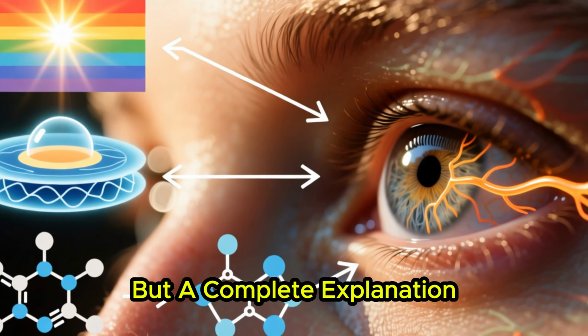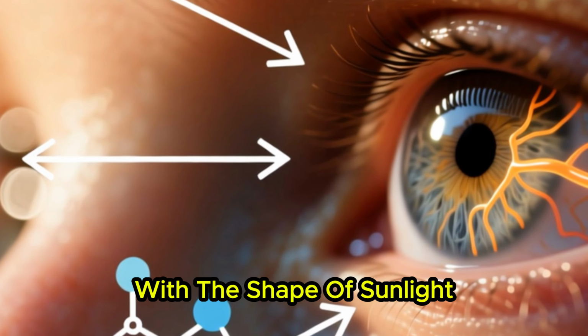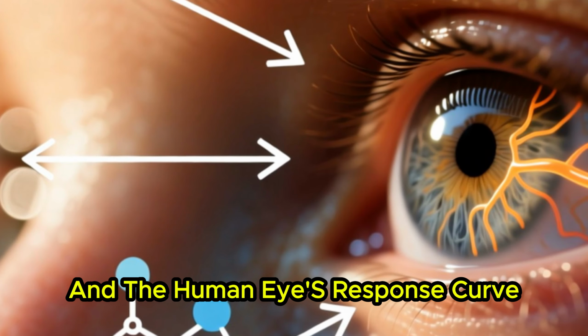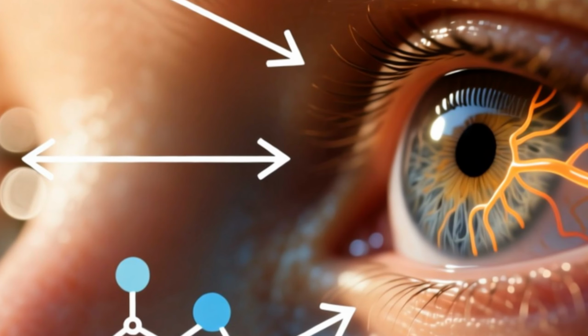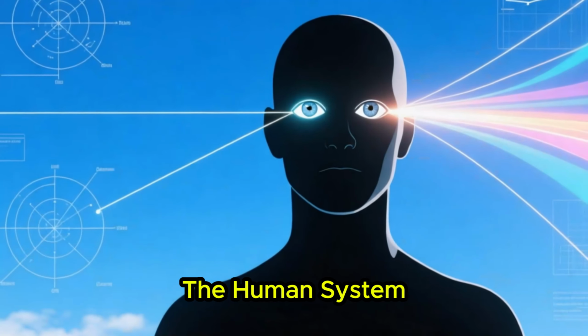But a complete explanation must couple physics with biology and history, with the shape of sunlight, the filtering by ozone and molecules, and the human eye's response curve. Bohren and Huffman, 1983, Palmer, 1999. The human system.